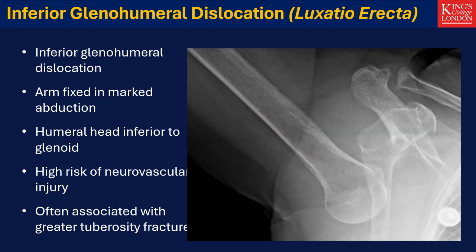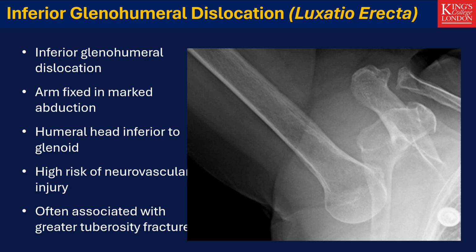Luxatio erecta is an inferior glenohumeral dislocation. The humeral head lies below the glenoid, and the arm is fixed in marked abduction, often held overhead. The mechanism is forceful hyperabduction, leveraging the humeral head against the acromion and driving the head inferiorly. Neurovascular injury is common, particularly involving the axillary nerve. Vascular compromise must be excluded. Associated fractures, especially of the greater tuberosity, are frequent.